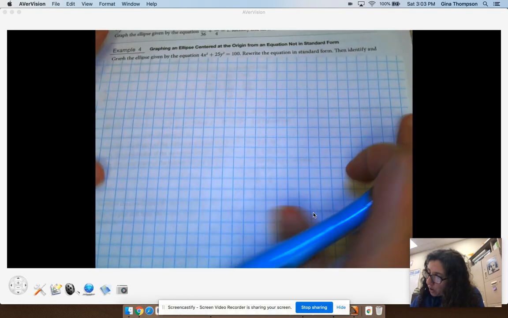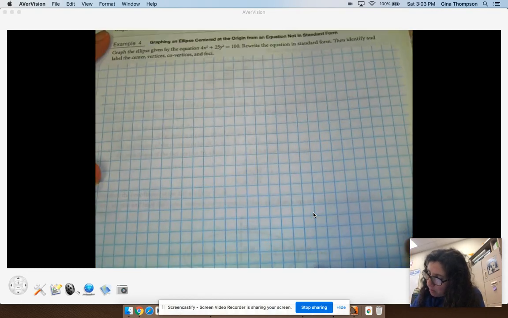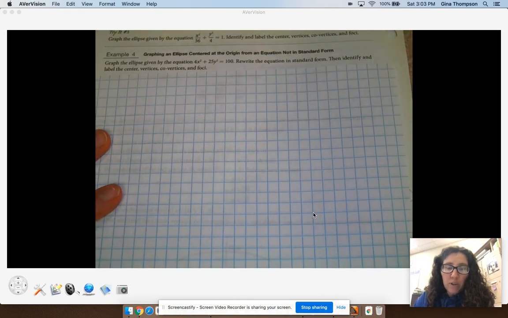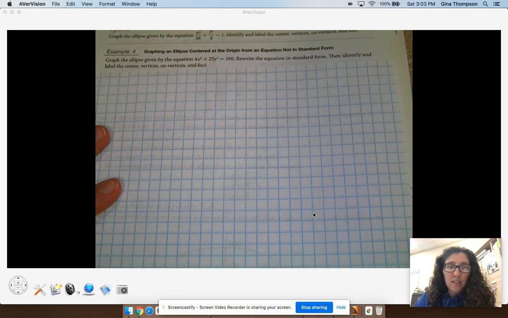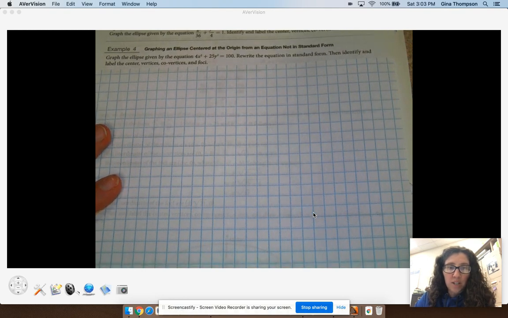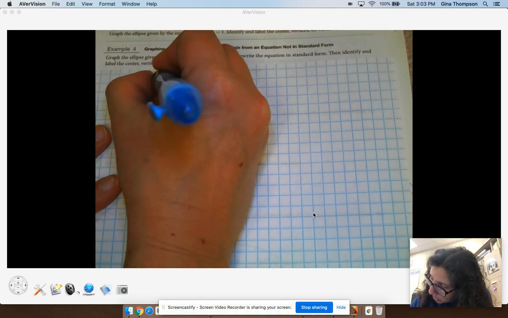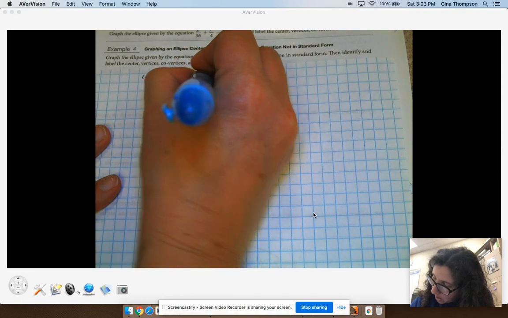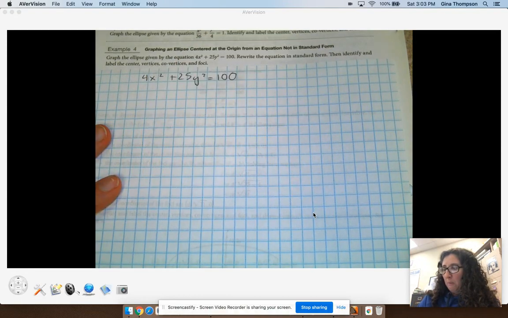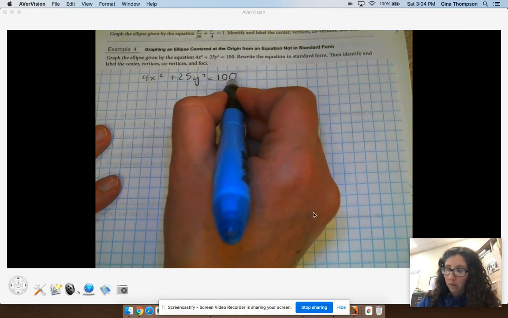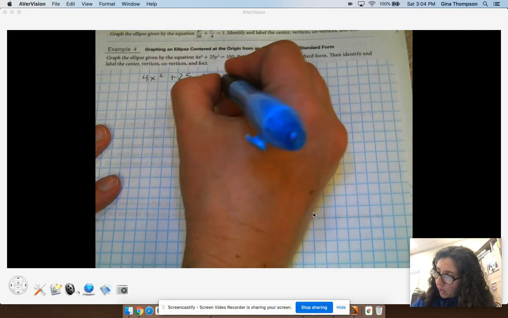What about this one? Graph the ellipse given by this equation. Can you see that? 4x squared plus 25y squared equals 100. That is not in the form that we can tell much from. All right? We have 4x squared plus 25y squared equals 100. Well, what do we need? We need this to be 1. So let's divide everything by 100.